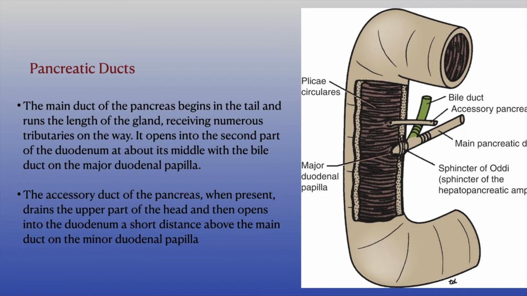The pancreatic ducts. The main duct of the pancreas begins in the tail and it runs forward all the way to the head, and it opens into the second part of the duodenum at about the middle region, and it joins with the bile duct onto the major duodenal papilla. The accessory duct of the pancreas, when present, drains the upper part of the head, and it opens into the duodenum a short distance above the main duct opening into the minor duodenal papilla.